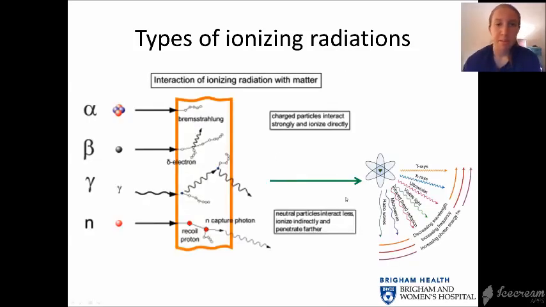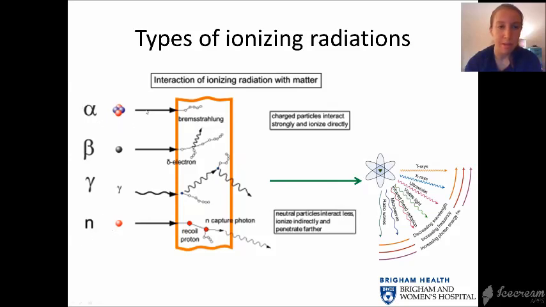So these different types of radiation interact with matter quite differently. If we go on the left here, I have an alpha particle, which is a heavy charged particle. Then I have a beta particle, which is essentially an electron. It's a lighter charged particle relative to the alpha particle. I have a photon, or a gamma ray. It's a light neutral particle. And then I have a heavy neutral particle, which is a neutron.